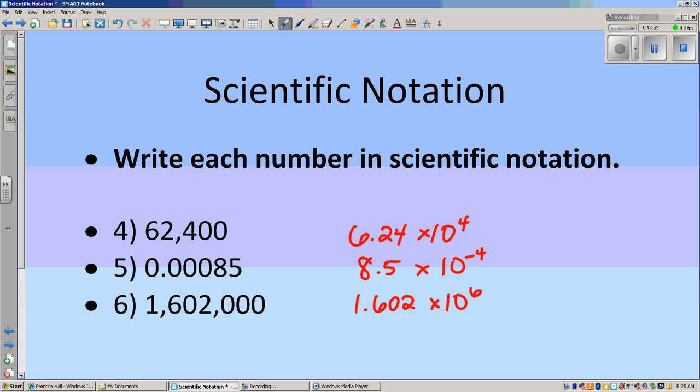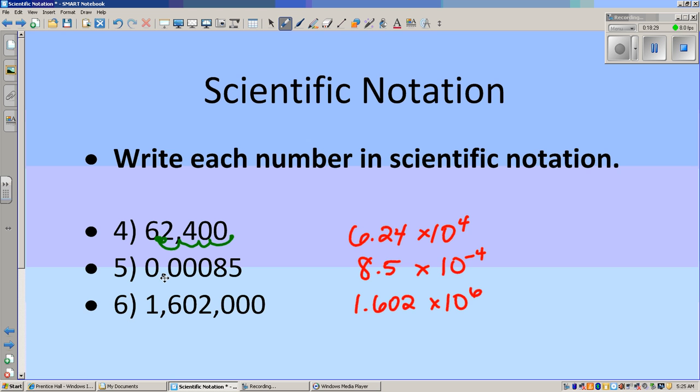Okay, look up. Did you get what I have here? Let's briefly talk about these. Okay, 62,400. You would move your decimal place. Starts here. You're going to move it 4 units to the left to get a number between 1 and 10. That number being 6.24. These zeros can drop off the end. All right, times 10 to the 4th power since we moved our decimal place 4 units.